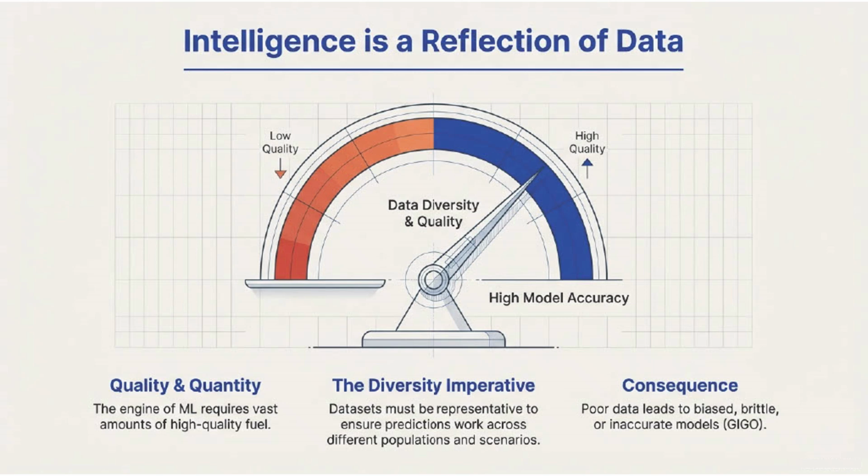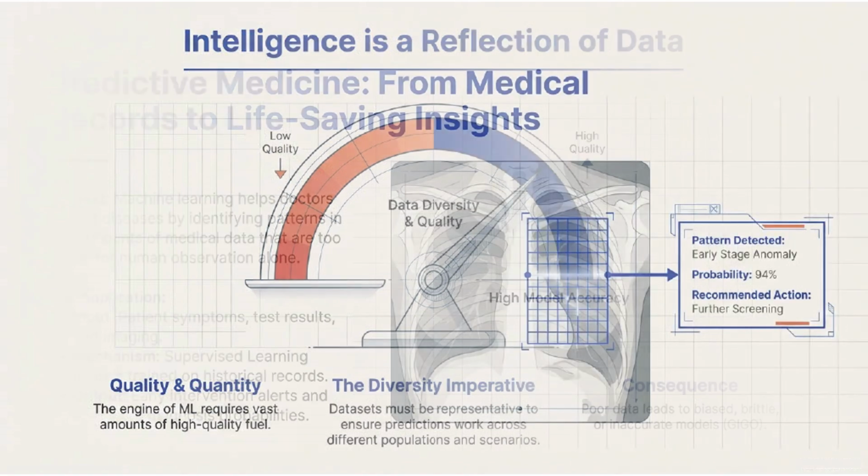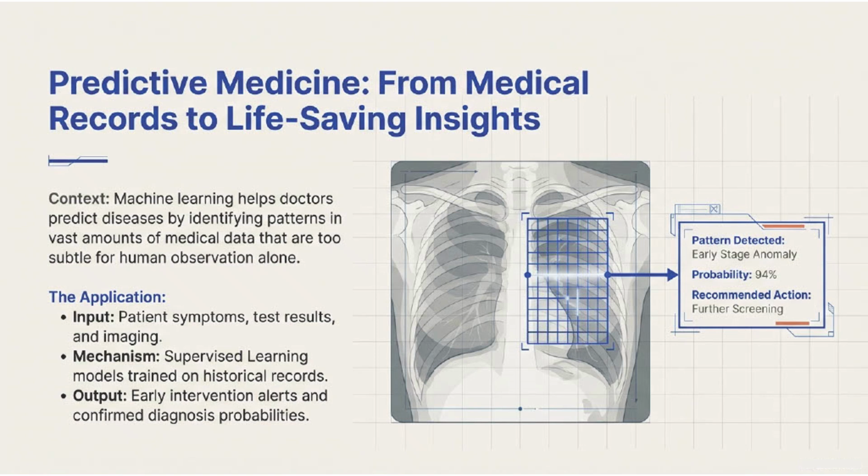Okay, so let's look at what this looks like when it works well. Turning to page 8, we're entering the field of predictive medicine. This is a perfect example of supervised learning in a really high-stakes environment. The context here is identifying patterns in medical data: symptoms, test results, imaging. Things that are too subtle for human observation alone. Exactly. And the visual shows a chest x-ray.